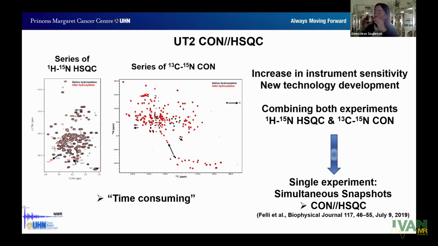And sure enough, I was at some meeting at the ENC a few years back, and Isabella Felli showed a spectrum where they had combined the CON and the HSQC. So we had the same idea. I remember telling Bob Bernot that that's what I wanted to do, and then, bong, she just presented a few minutes after.